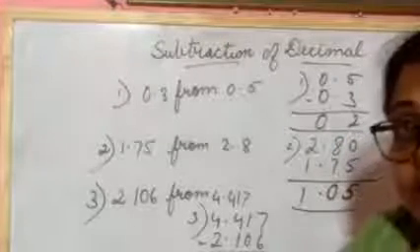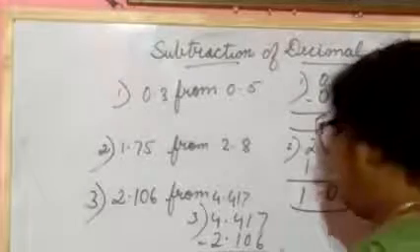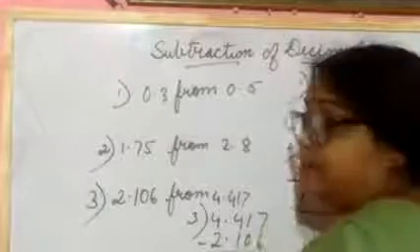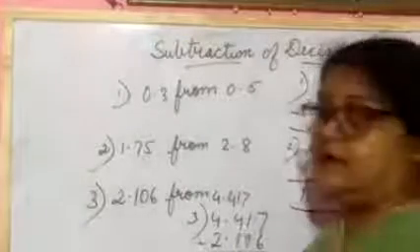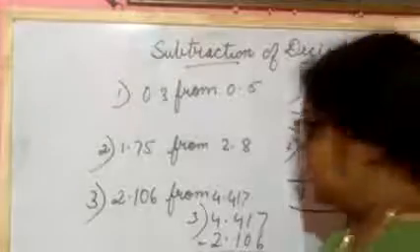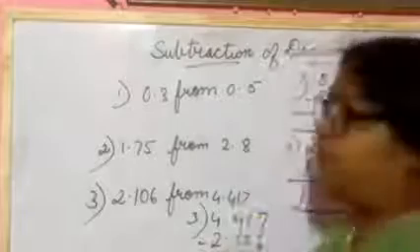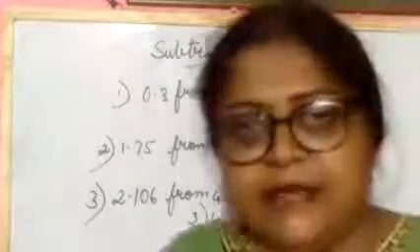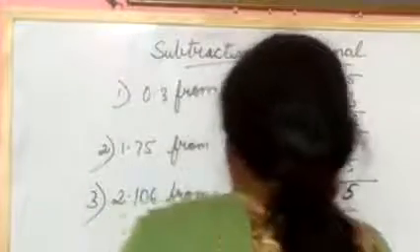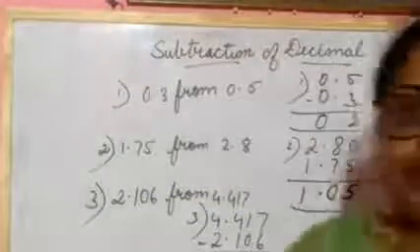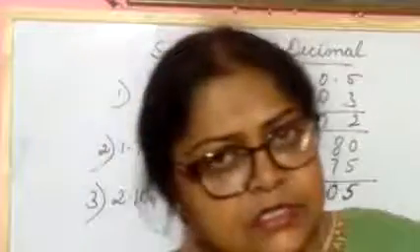Next, which place you will see? The hundredths place. 1 minus 0, that means it will come here 1. Next you will go to the tenths place. In the tenths place it is given 4 and 1. 4 minus 1, the answer will be 3. Then you put the decimal here, and here you see 4 and 2. 4 minus 2, you will get 2. So the answer you got is 2.311.